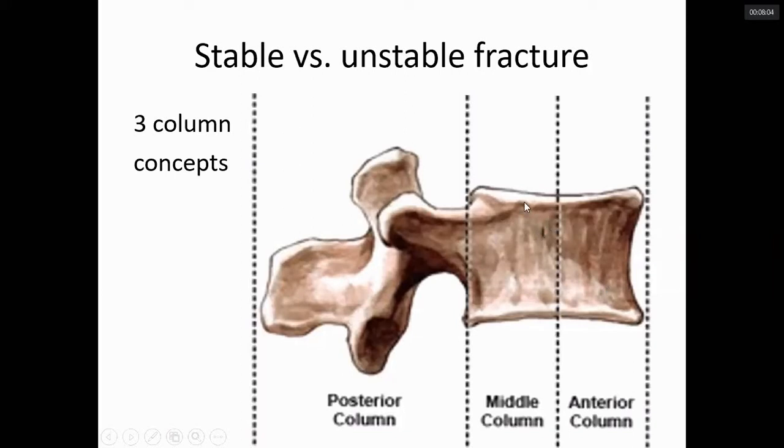The middle column consists of the posterior half of the vertebral body. Posteriorly, there is the posterior longitudinal ligament just behind the vertebral body, and the posterior half of the intervertebral disc, and the base of the disc. All these structures are the posterior column.